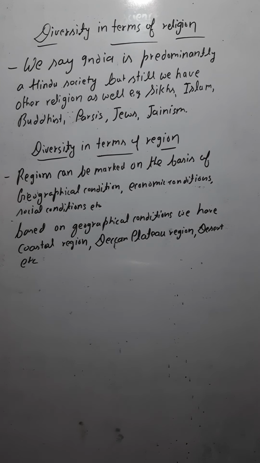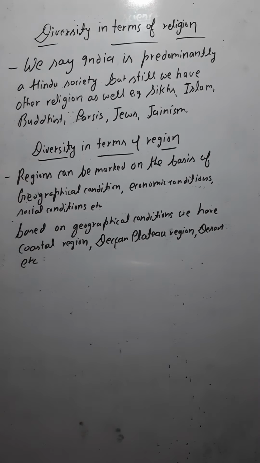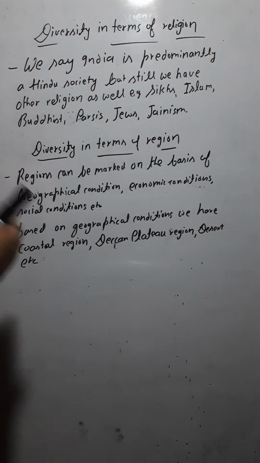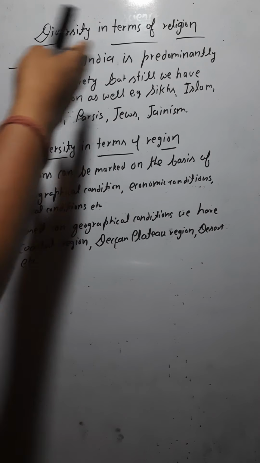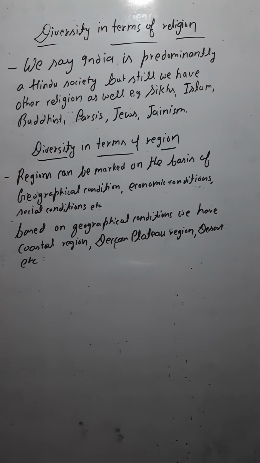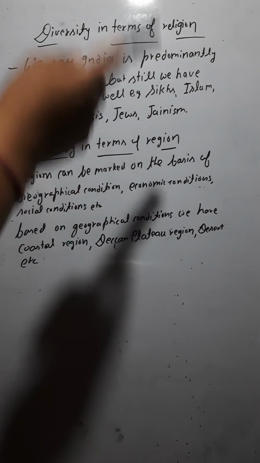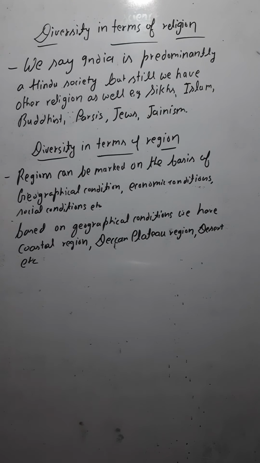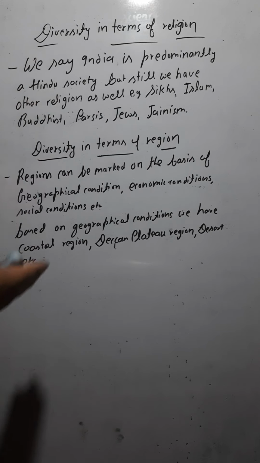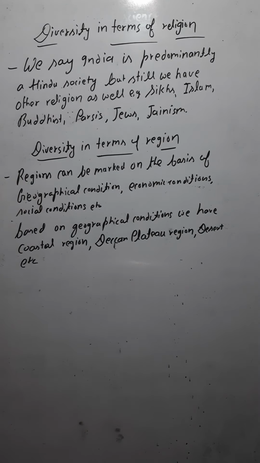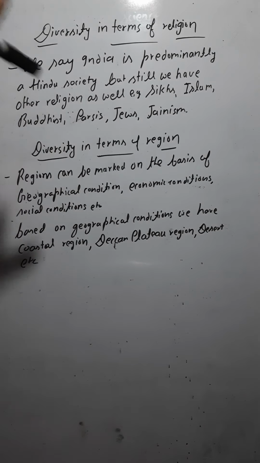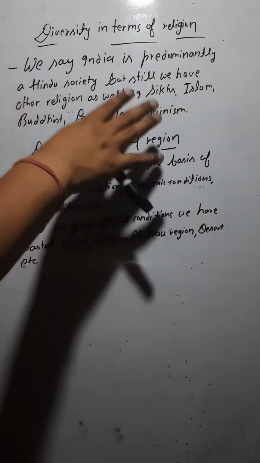Now if you see diversity on the basis of religion, as we say, India is predominantly a Hindu society, but still we do have some other religions also. We have Sikhs, we have Islam, we have Buddhism, we have Parsis, we have Jews, we have Jainism here. So different kinds of religions are here. That is how we can say we have diversity in terms of religion also.